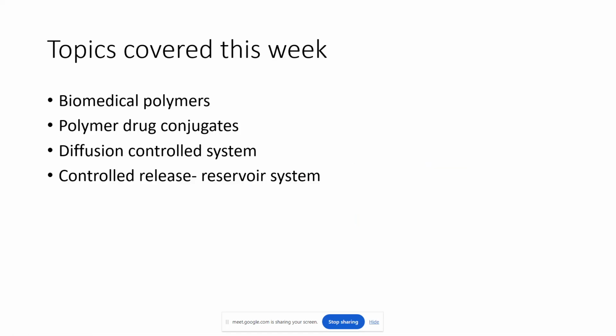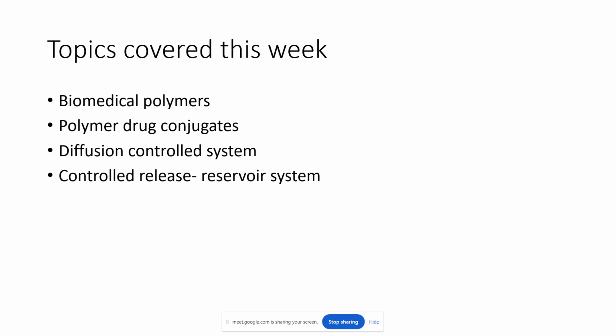So in the second week, these were the topics that were covered. First, biomedical polymers, wherein different kinds of lactic acid polymers, PLA, PGA, polyesters, as well as the polyanhydrides were discussed. And then polymer drug conjugates, how using different drug moieties in the drug or the polymer systems, you can conjugate and make a complex system for different applications. Diffusion controlled systems and controlled release reservoir systems.